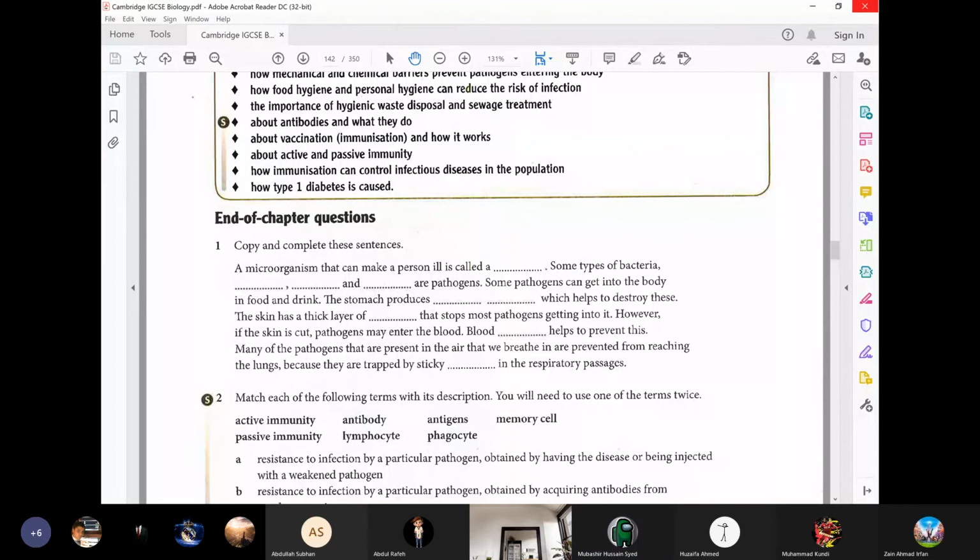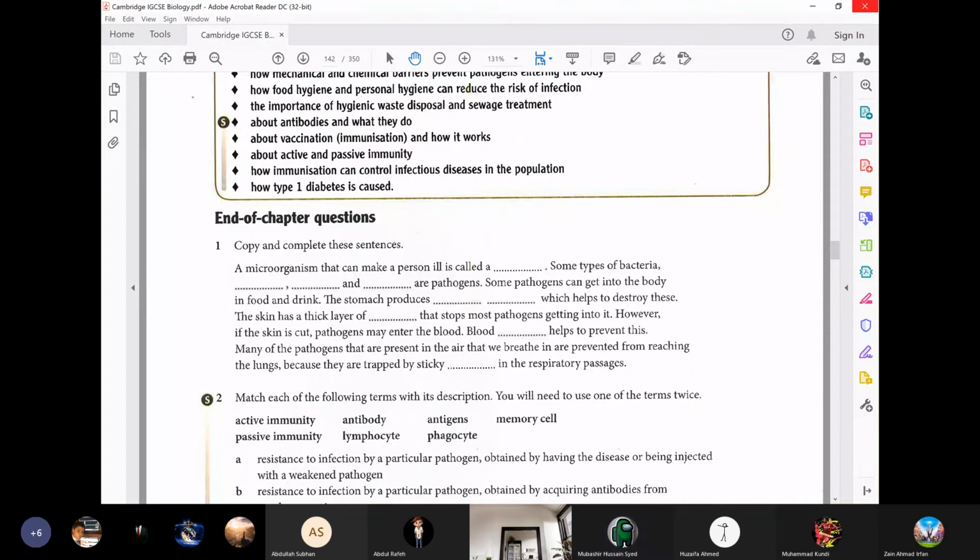Some pathogens can get into the body in food and drink. The stomach produces hydrochloric acid, which helps to destroy these. The skin has a thick layer of dash. Dead cells. Very good. Dead cells have keratin in them. That stops most pathogens getting in.